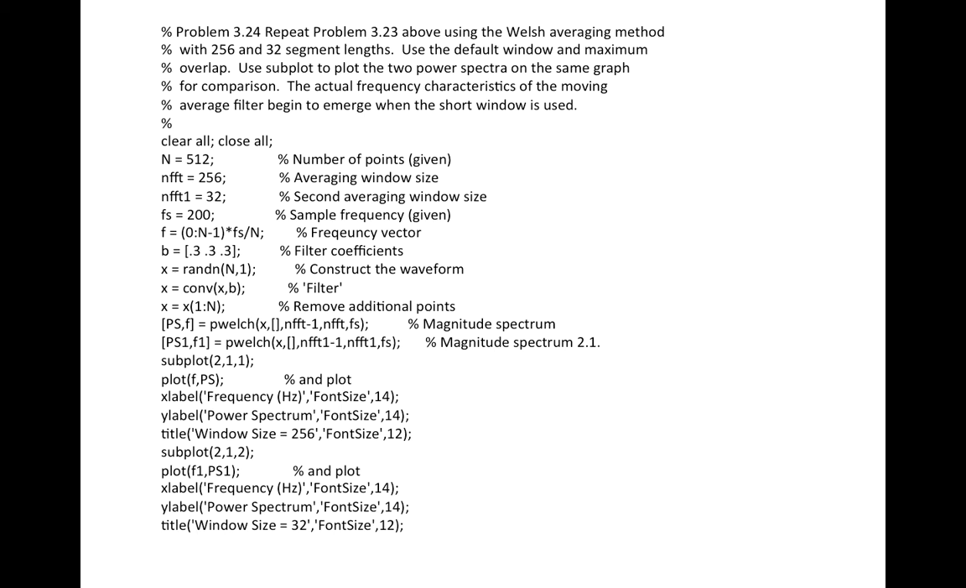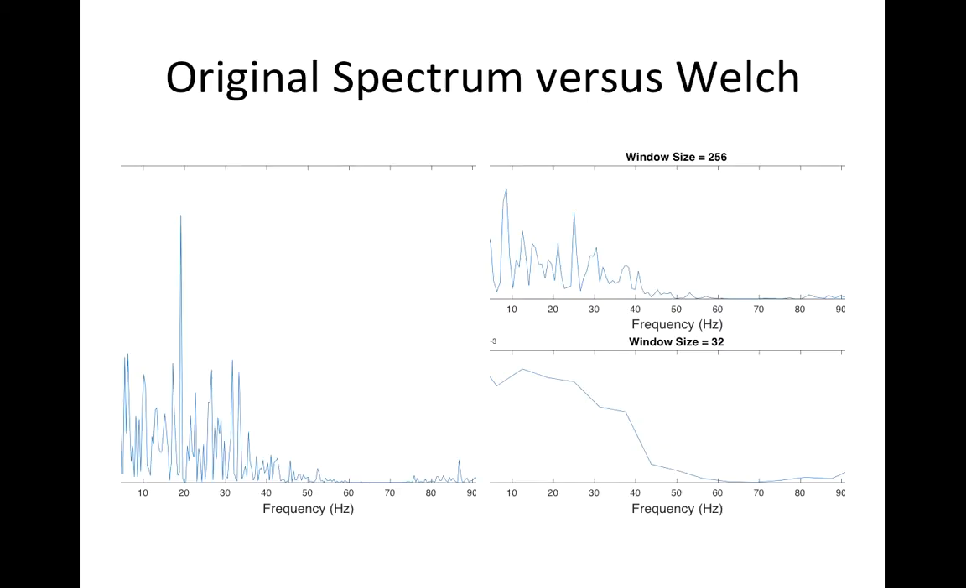So this is an important algorithm because I'm going to want you to basically do the Welch method with the data set we have been given in class. So here's our original spectrum of that signal.